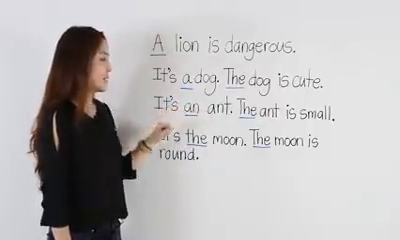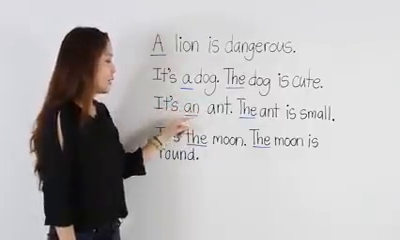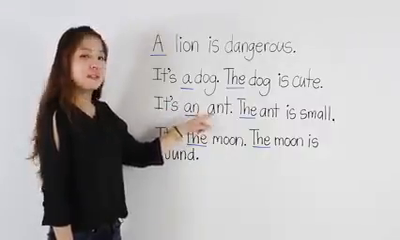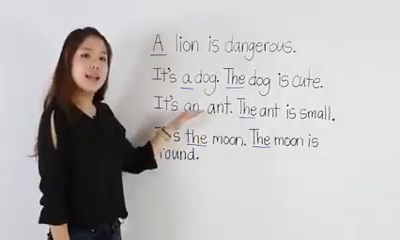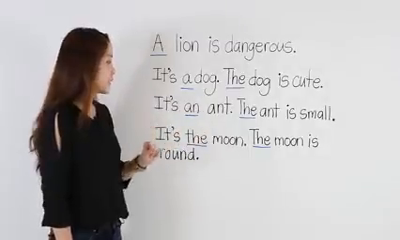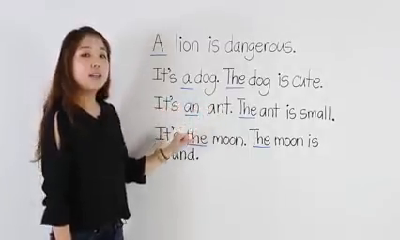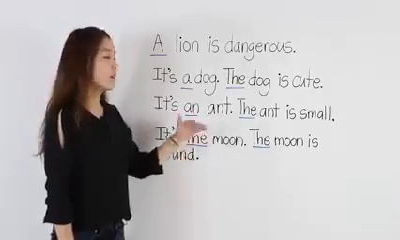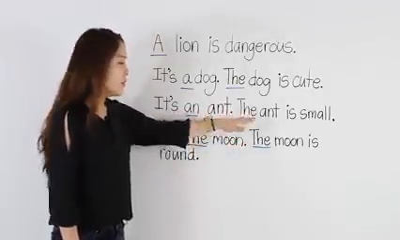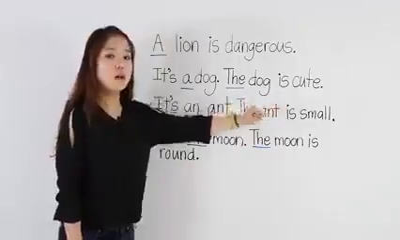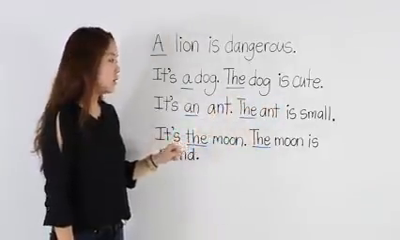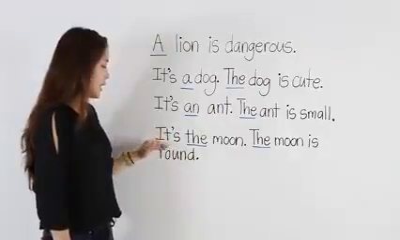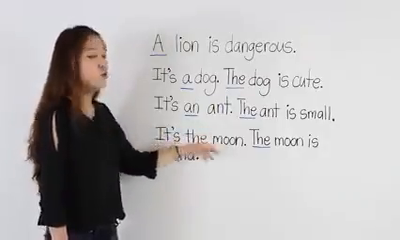It's an ant. Well, I used "an" because we have "ant," which starts with a vowel, and I'm talking about this ant for the first time. It's an ant. Now I'm talking about this ant again. The ant is small. The ant, this one, is small. Okay, and the last one, it's the moon.